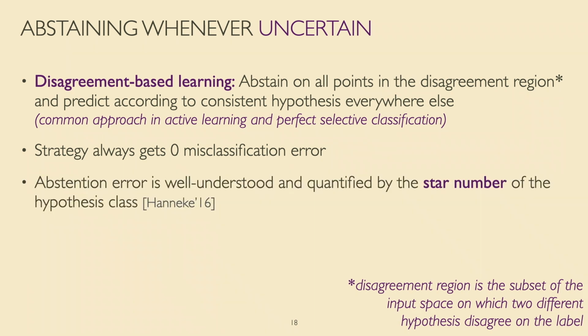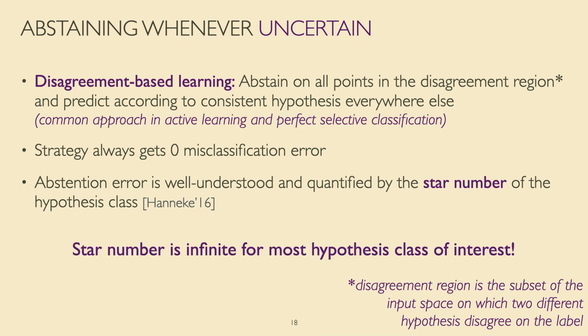And what you can show, as in this work by Hanneke and many other works, is that the complexity of this abstention error scales with this notion of the star number. I'm not going to really talk about what the star number is, but this is very well understood to be tight. And the star number is infinite for most hypothesis classes of interest. For the threshold class that I've mentioned before, it is 2. So that's why we can get the answer there.